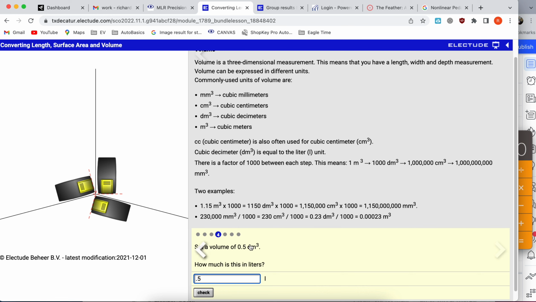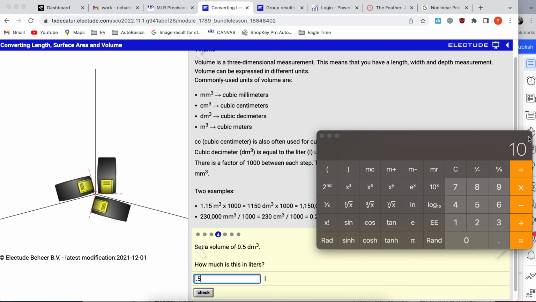Now we have to set the volume. To do that, we need to convert from cubic decimeters to cubic millimeters. So we'll multiply by 1,000, and then multiply by 1,000 again. So back in the calculator, we can do 0.5 times 1,000 times 1,000. Should give you 500,000.